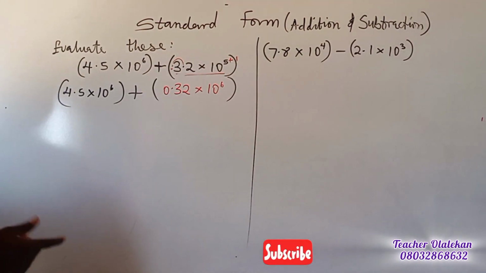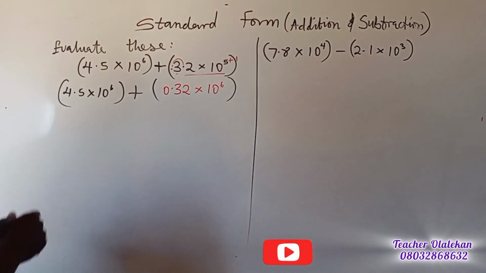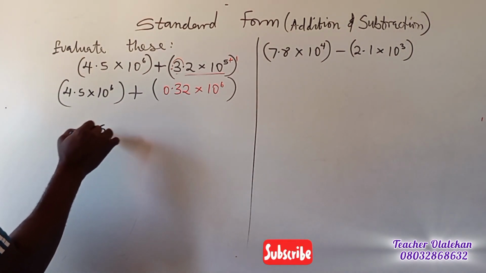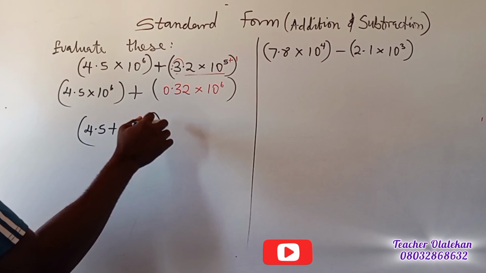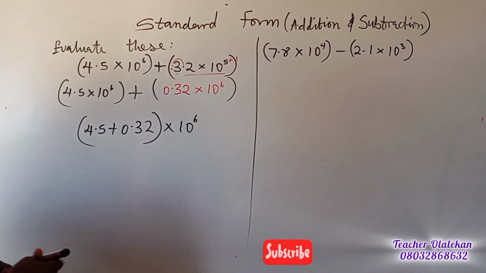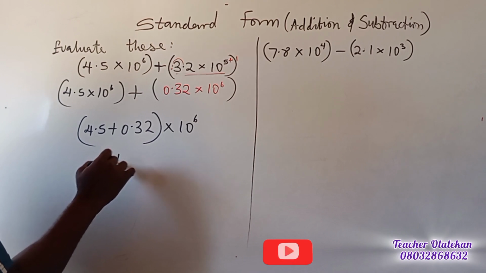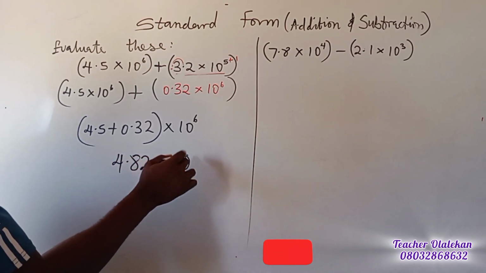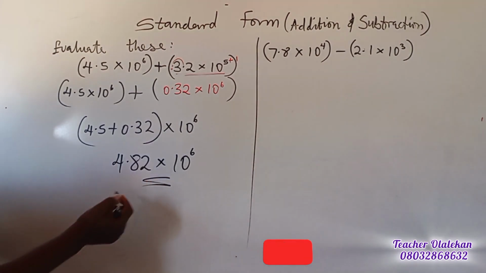So what we're going to do now is add these two together, then we pick just one of the 10 raised to power 6. So that becomes 4.5 plus 0.32 in bracket, then times 10 raised to power 6. If you use column addition for this, that will give you 4.82 times 10 raised to power 6. Just bring the 10 raised to power 6 down. So that's the final answer for this.